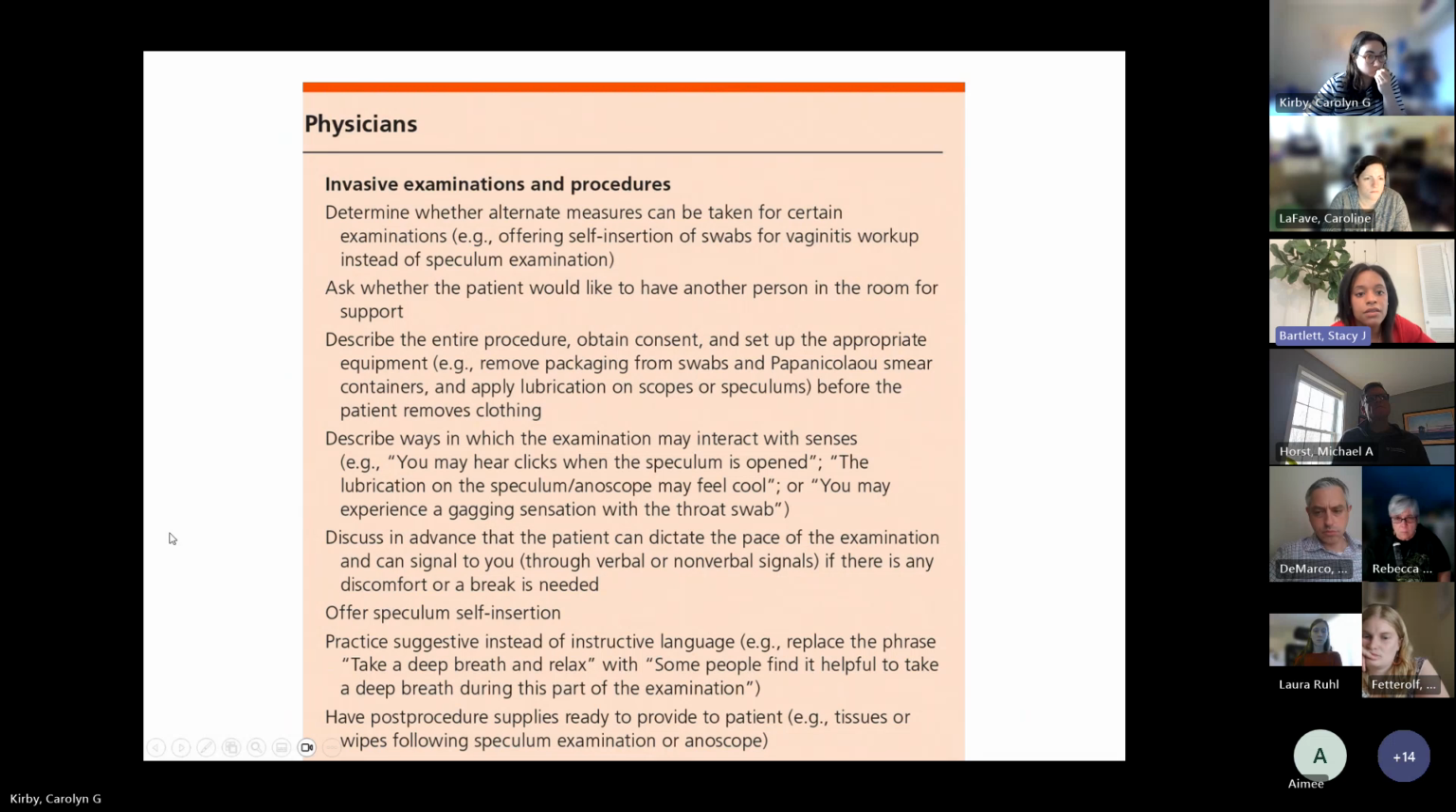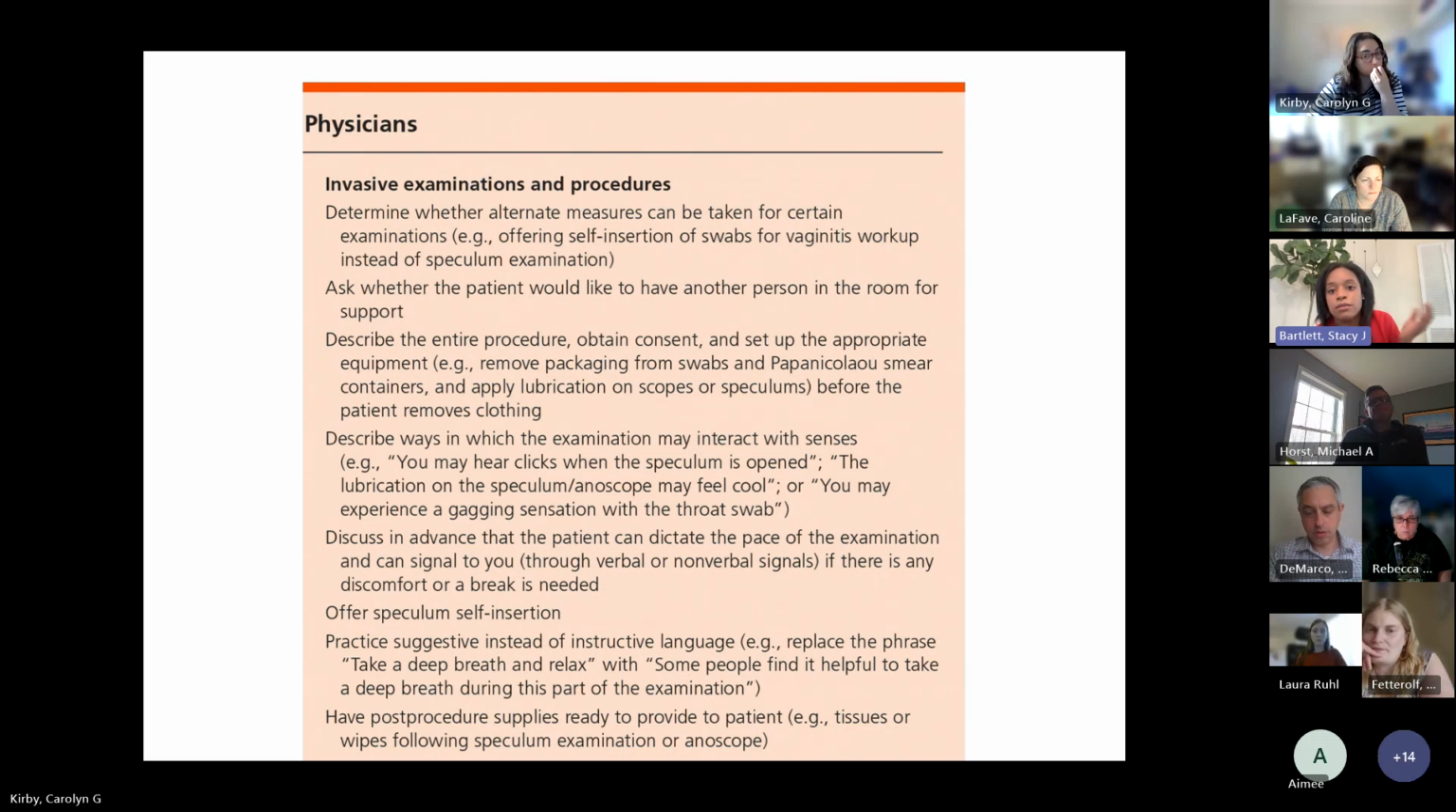So for those invasive exams, as we talked about before, if there's an alternative that gives the patient more of the autonomy and power back, using that. Asking if they'd like another support person, describing everything, setting up everything, getting consent before you have the person undress. And that's a struggle in my office, I will say, because our nurses are like, all right, you're here for an IUD, take everything off, you know? So being able to say, no, I'm going to go ahead and talk to them before I do the consent. I'm going to talk through the process. We'll set everything up, and then I will step out and have them change.